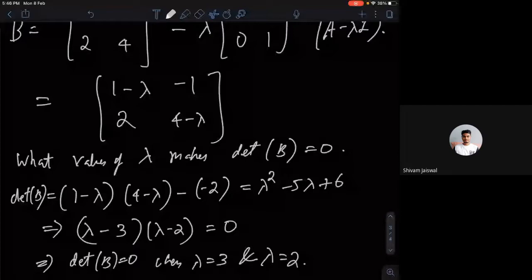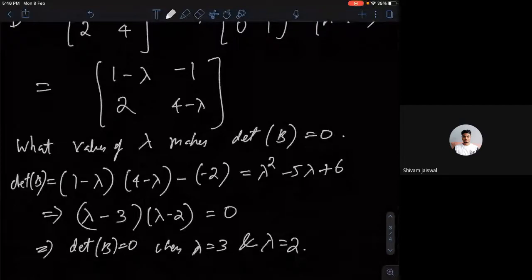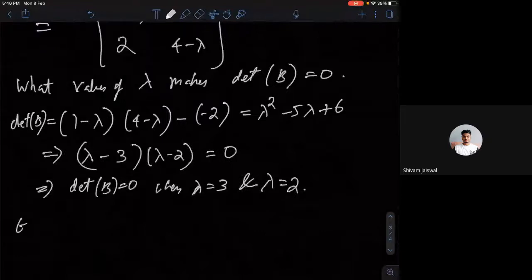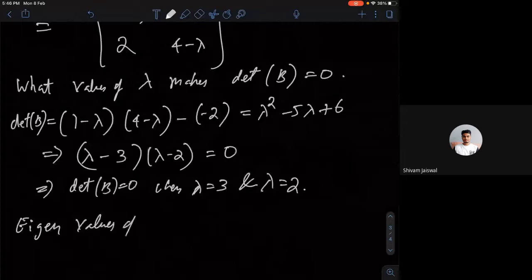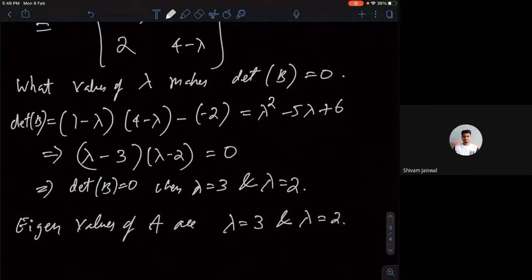So what did we get now? We have got the eigenvalues of A. Eigenvalues of A are this. This is what we have got.